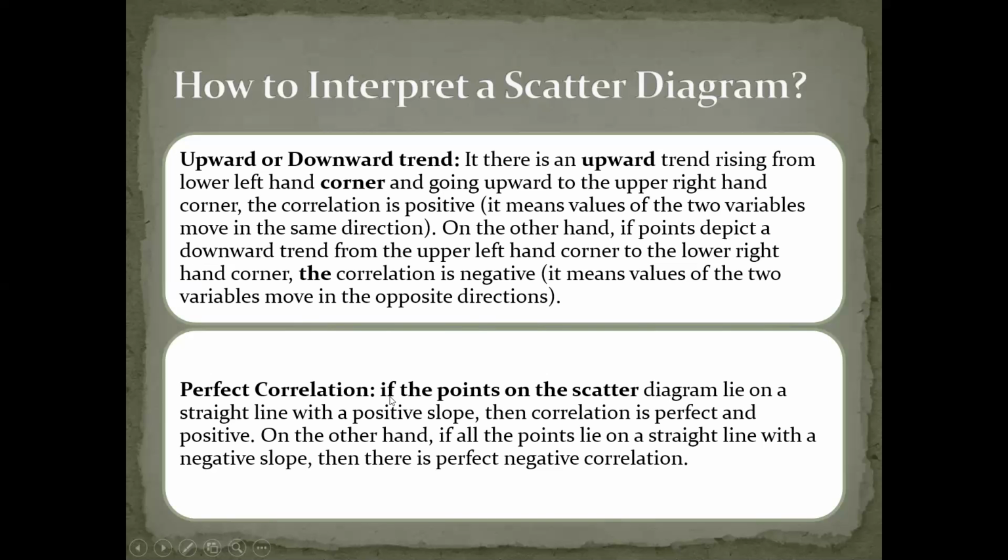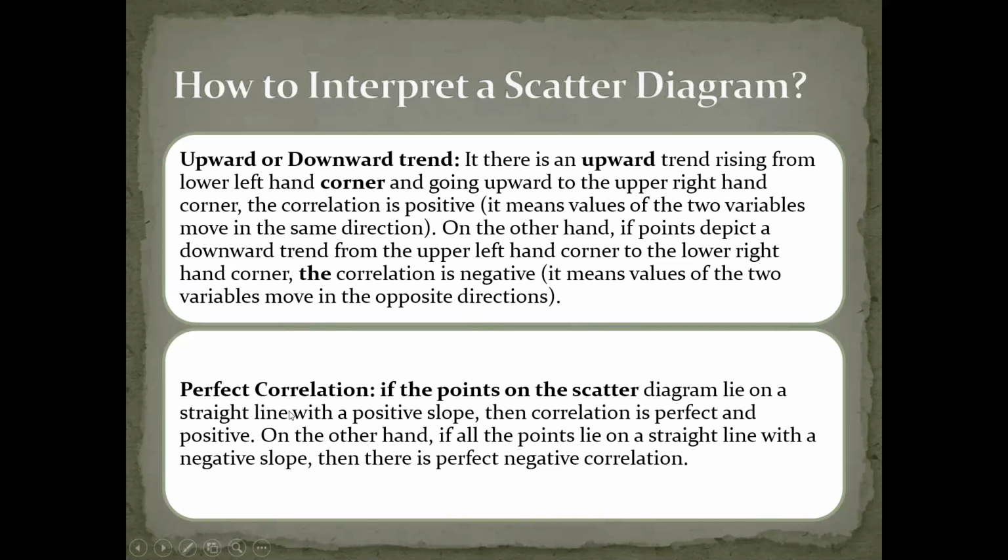Perfect correlation: if the points on the scatter diagram lie on a straight line with positive slope, then correlation is perfect and positive. On the other hand, if all the points lie on a straight line with a negative slope, then there is a perfect negative correlation.